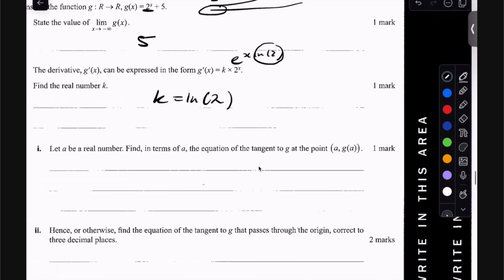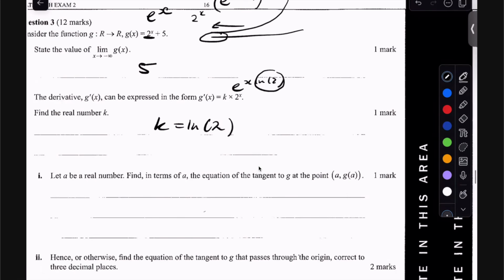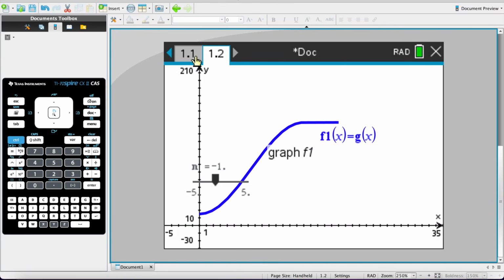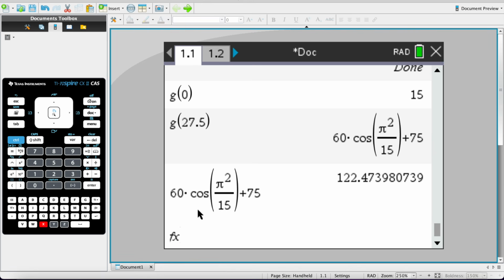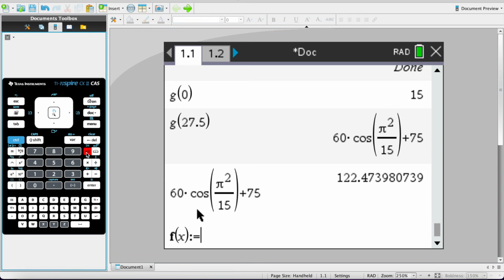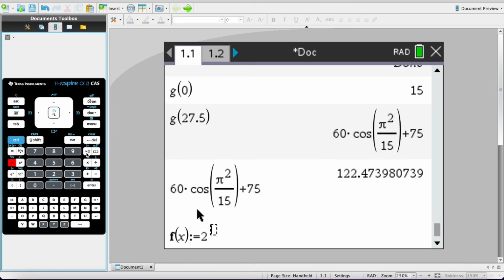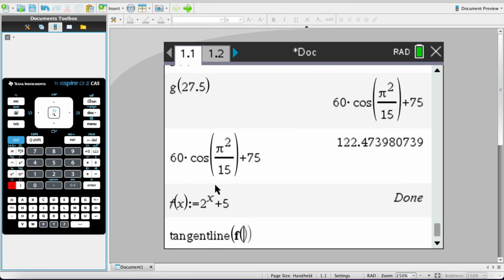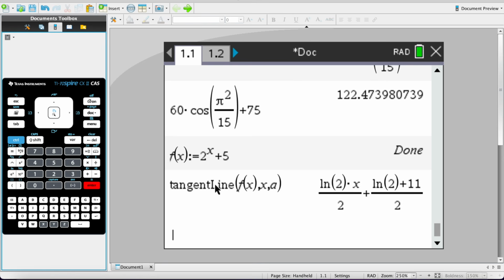Let a be a real number. Find in terms of a the equation of the tangent at the point a, g of a. So what we can do is I'll define that function f of x as 2 to the power of x plus 5, and then tangent line f of x, comma a, and that's the equation of the tangent.